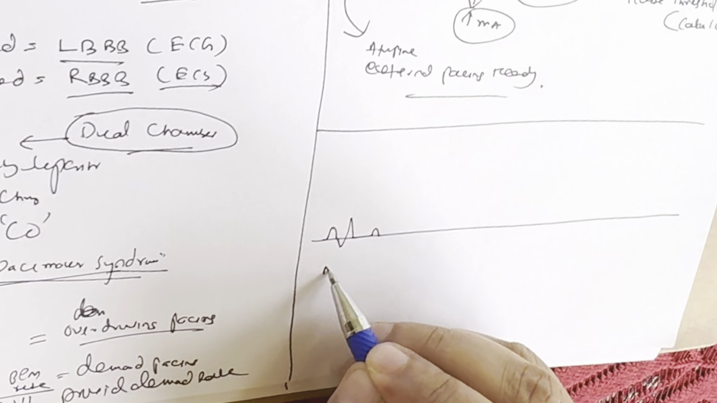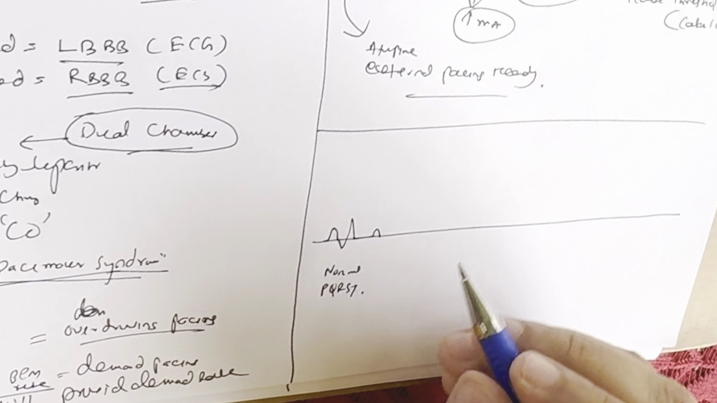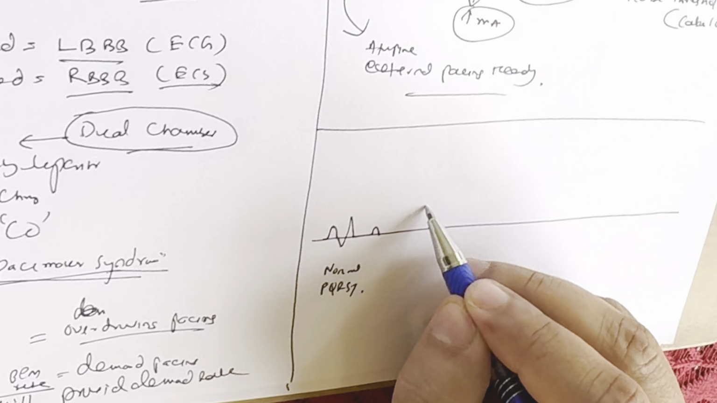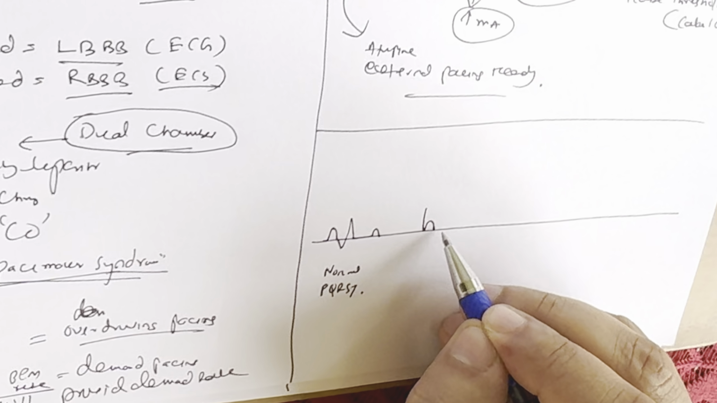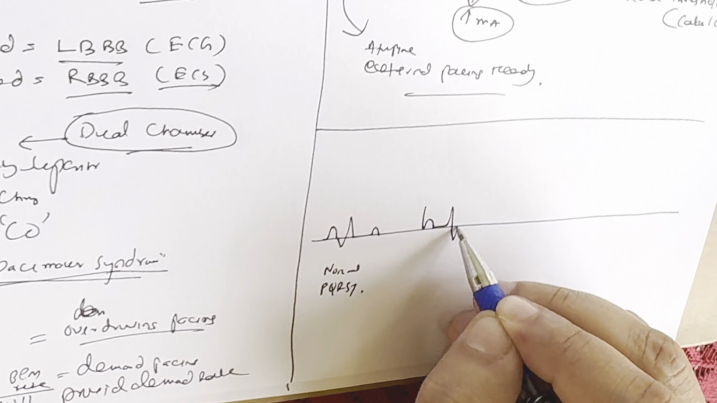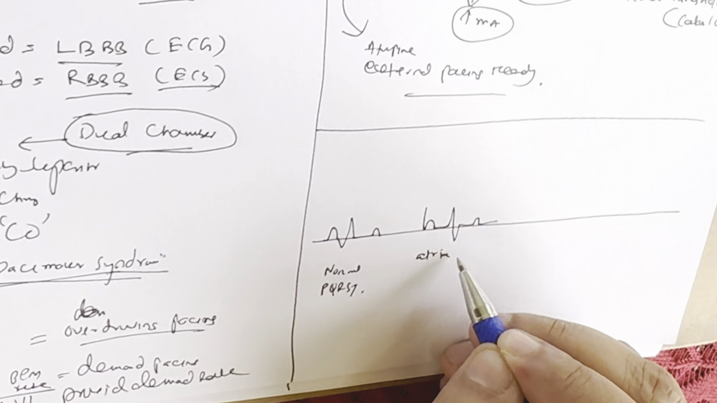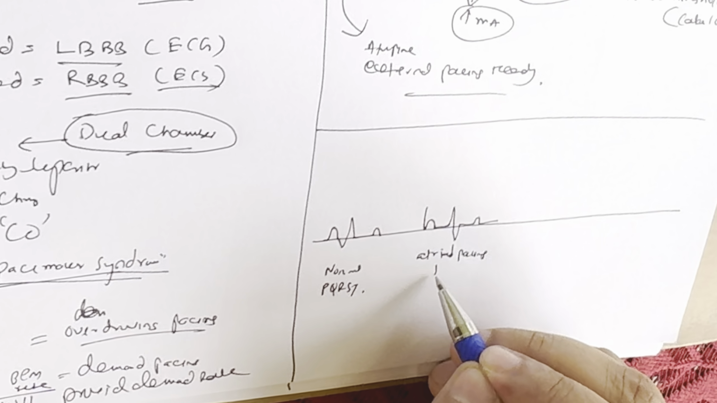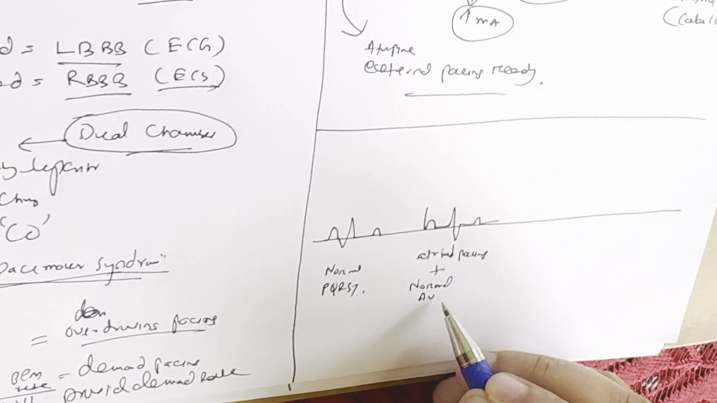So this is a normal PQRST. Now the P is paced, so there is atrial pacing. So the pacing spike is there, but there is no ventricular pacing. So the AV node is intact, so it is producing a QRS. So here there is atrial pacing and normal AV conduction. So ventricular pacing is not required.